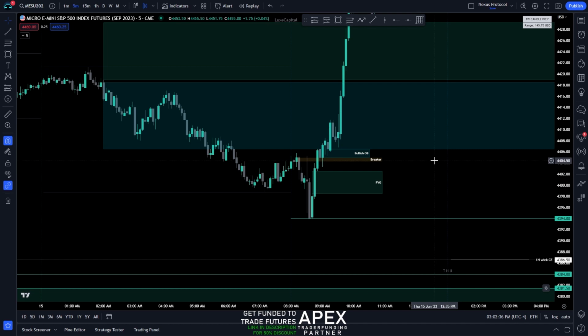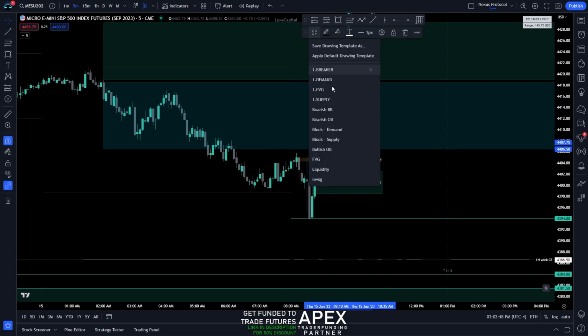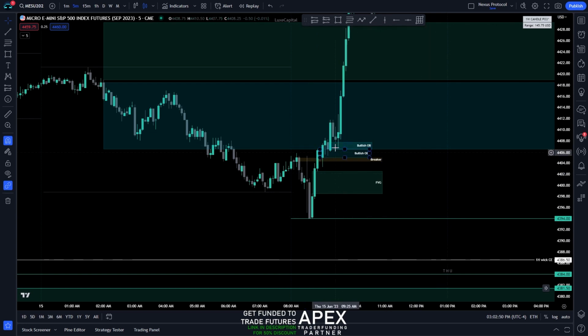I think that's really it. It's either this one or this one. I mean, it was just creating these retests over and over again right here. There's no fair value gap. I think there's a tiny one right here that I guess could count.